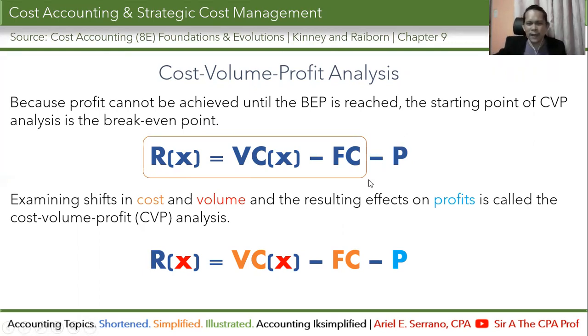So if we need to define a specific amount of profit, so we have to check also, we have to adjust our formula, our equation. Now, examining shifts in cost, volume, and the resulting effects on profit is what we call your cost volume profit or the CVP analysis. Okay, so applying these concepts, no? So kung makikita ninyo, nandito tayo sa equation na ito sa formula na ito, yung kabuuan, including the P, at yung cost mo is the variable cost and then the fixed cost. Yung volume mo is the X, di ba? At saka yung profit mo is your P here.